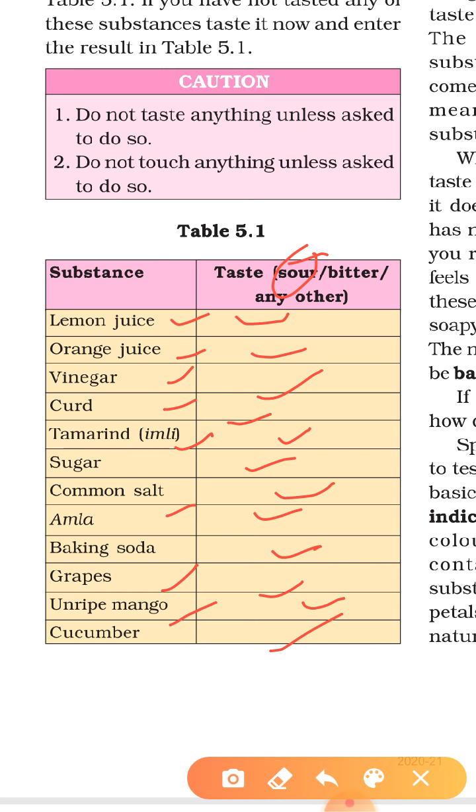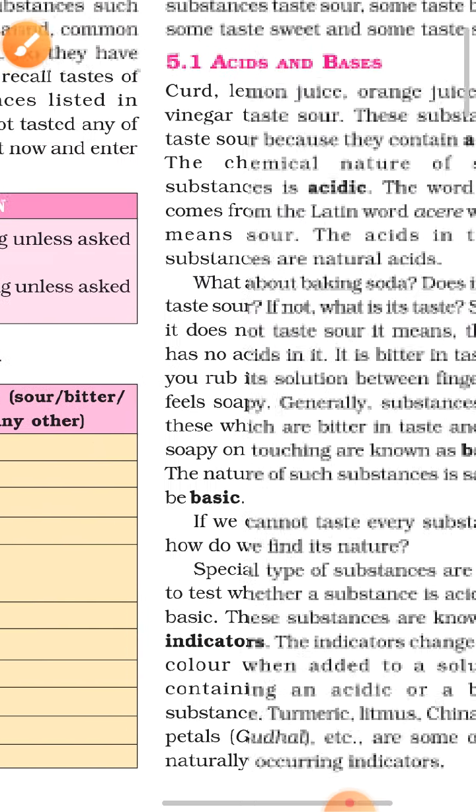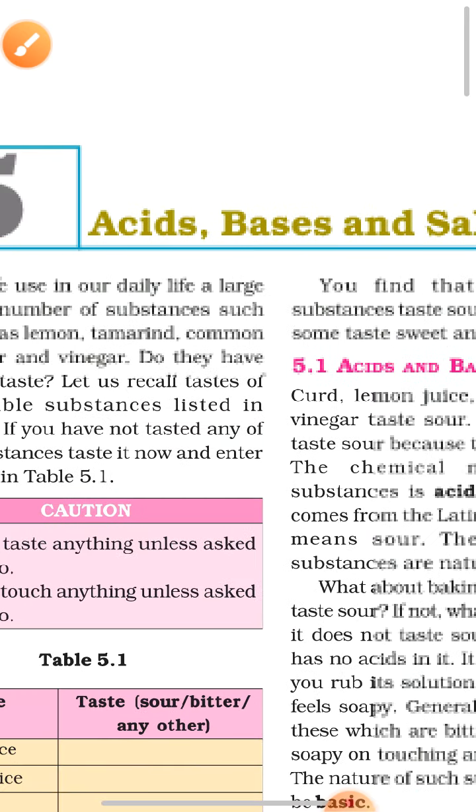And what about the bitter taste? Those substances which are bitter in taste are known as bases, for example cucumber. And what about salt? The substances which are salty in taste, for example common salt. And sugar is sweet in taste. This we have studied. So we can say what acids and bases are.